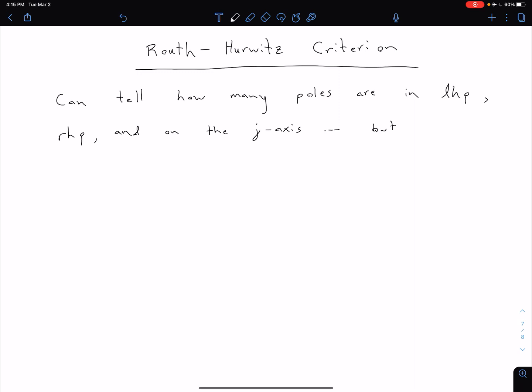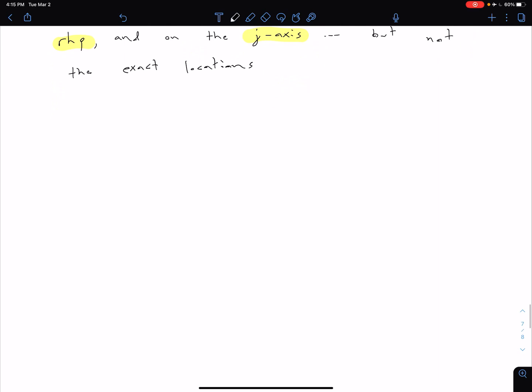So again, keep in mind this is telling us how many of the poles are in our general locations of left half plane, right half plane, and j omega axis, but not the exact location. We're not able to say we have a pole at this location. So it's relatively simple in terms of the number of steps.